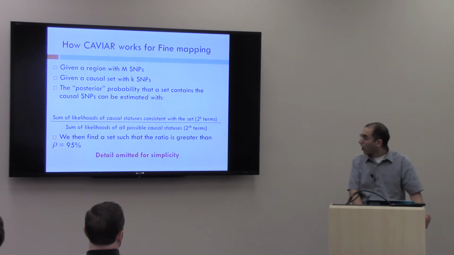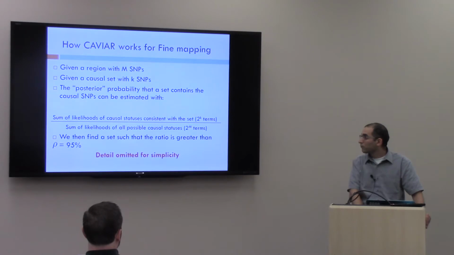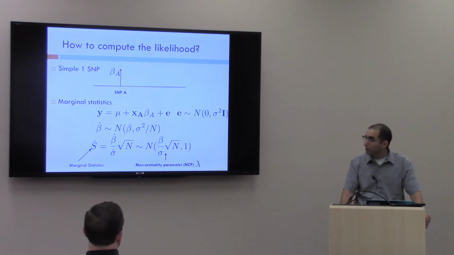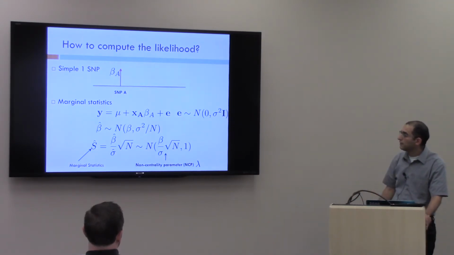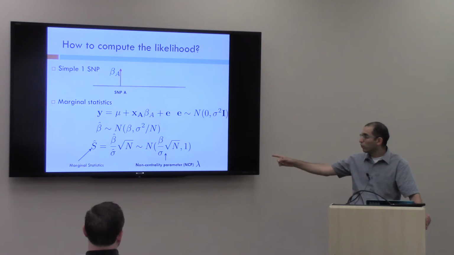Now, how do we compute this likelihood? Obviously, doing this over 2 to the M is computationally challenging, and that's what I will mention at the end of my talk. Let's consider a very simple example. I don't want to go into the details of the math that much, but what we know is that for a single SNP, the marginal statistic follows a normal distribution with a specific mean and a variance of 1. And the mean is actually referred to as the non-centrality parameter.